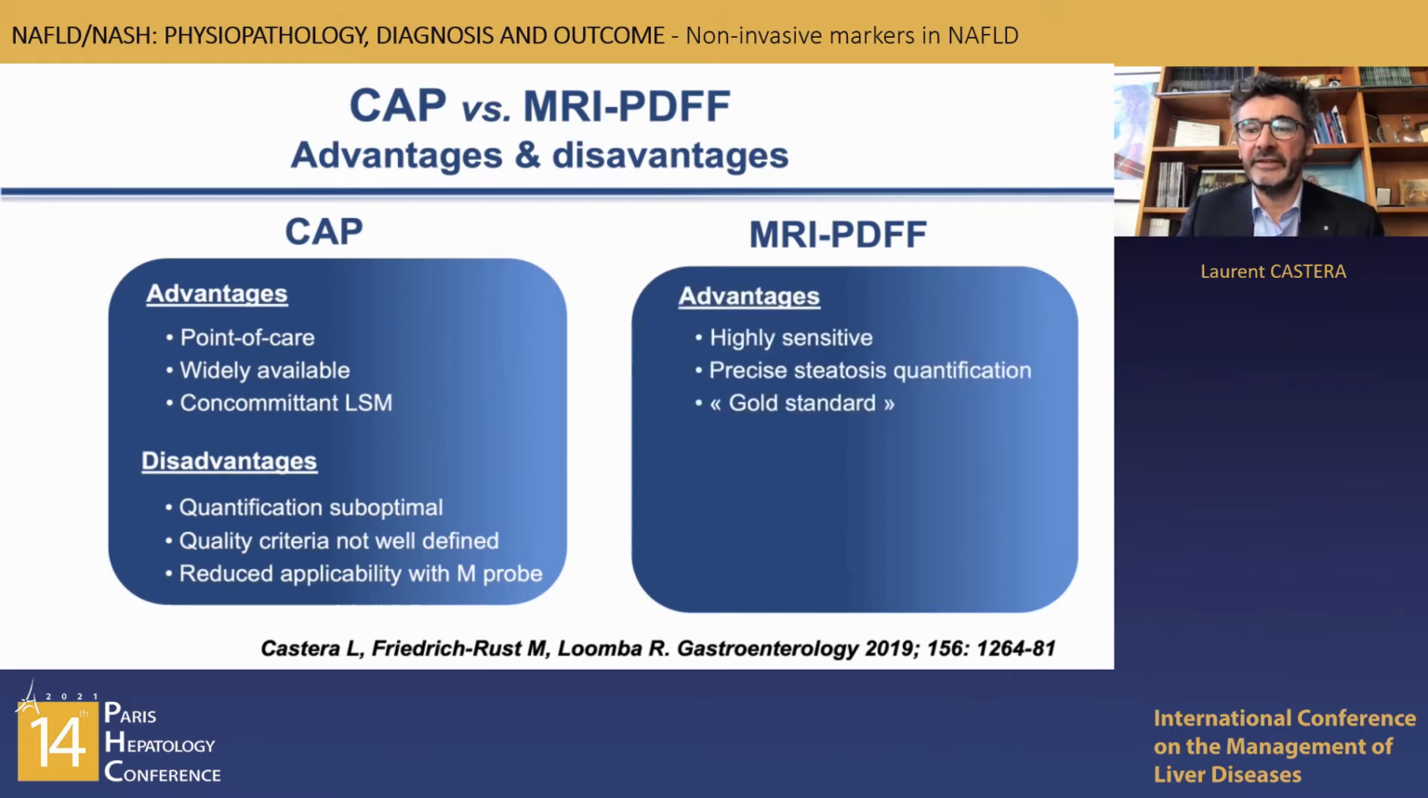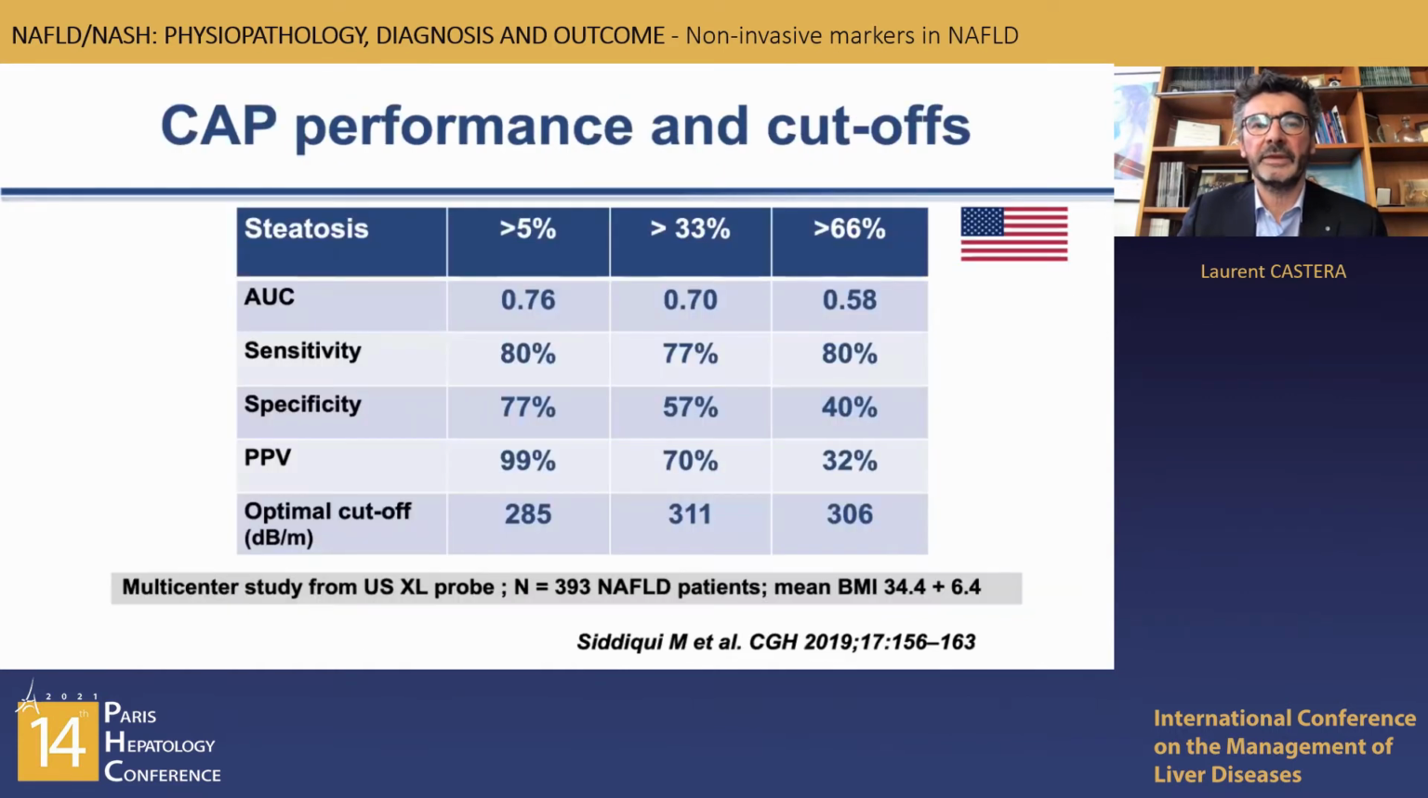MRI-PDFF is highly sensitive. It allows very precise steatosis quantification, and it can actually be considered the gold standard, even better than the liver biopsy, and it takes the whole liver into account. Disadvantages: it's time consuming, availability is limited as you need an MRI facility, and cost is also an issue. What about the performance and cutoff?